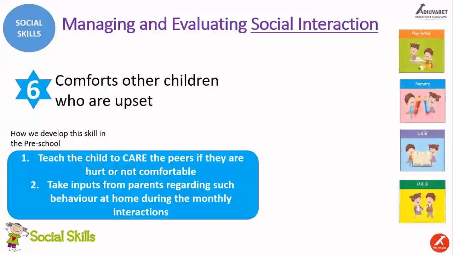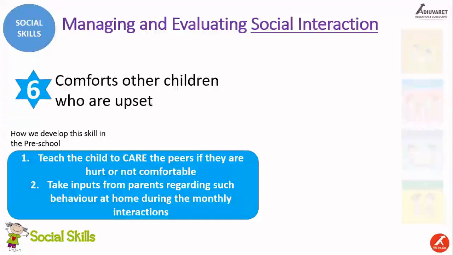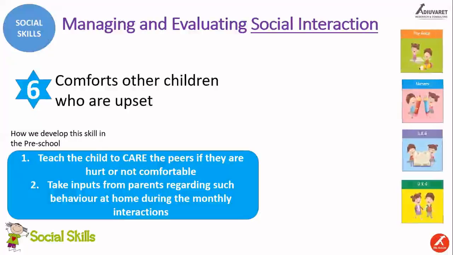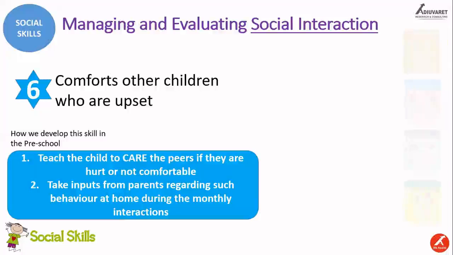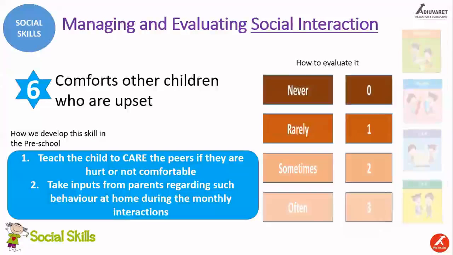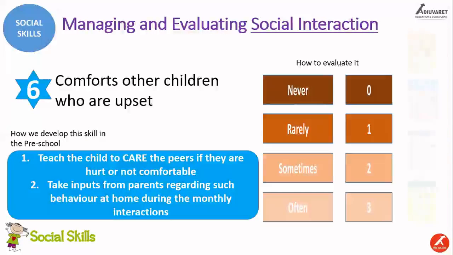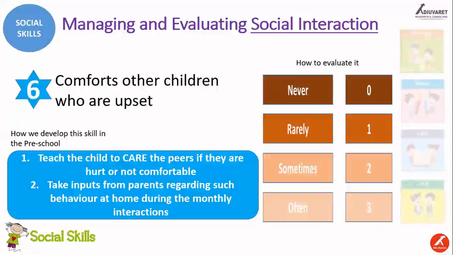So this is very much feasible, and research is also revealing that if such things are displayed in front of a group of children, then every child's skill for social interaction increases. Then take inputs from parents also in the monthly meeting, on whether the child is really caring for others, not only caring but also displaying it through action. During evaluation, if the child is always doing this kind of behavior as a social interaction skill, assign a score of 3. And if the child does it sometimes, rarely or never, assign the scores accordingly.